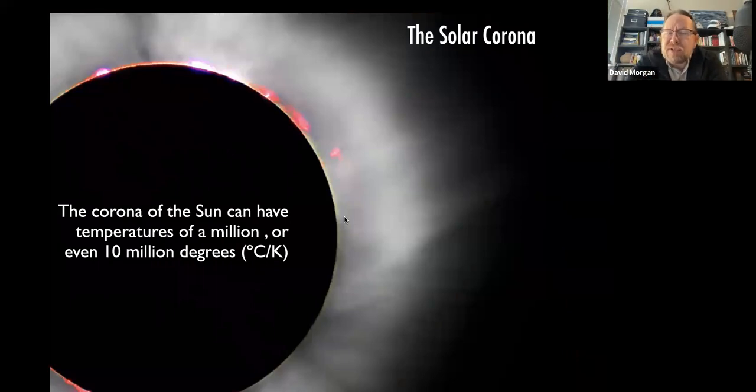The corona of the sun can have temperatures of more than 1,000,000 degrees Kelvin, even as high as 10 million Kelvin. That's weird because the energy of that solar corona has to come from the sun, right? And if the temperature of the sun is only 6,000 degrees Kelvin, how can it heat the corona to millions of degrees Kelvin? That doesn't make any sense. It seems to violate the law of conservation of energy or something.